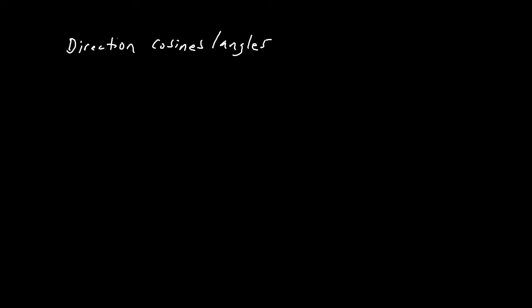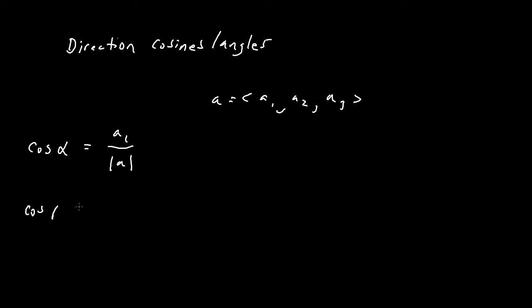So now on to the next topic here. Direction cosines are actually just going to be the cosines of the direction angles. So let's say we have vector a, and it has its components a1, comma a2, comma a3. Then we have to know the simple formula where cosine of alpha is going to be equal to a1 over the magnitude of a. Cosine of beta is going to be equal to a2 over the magnitude of a, and cosine of gamma is going to be equal to a3 over the magnitude of a. So those are going to be the direction cosines.